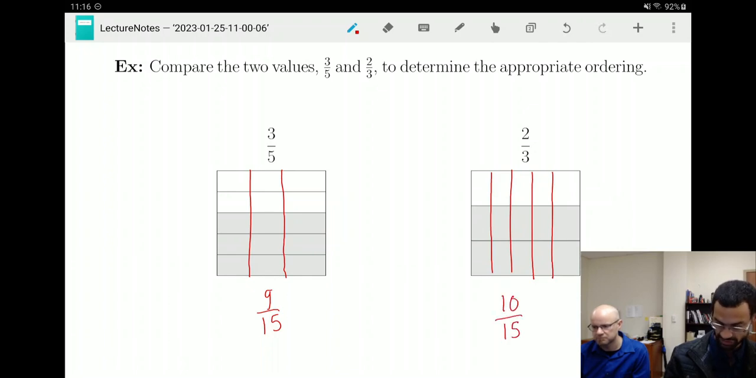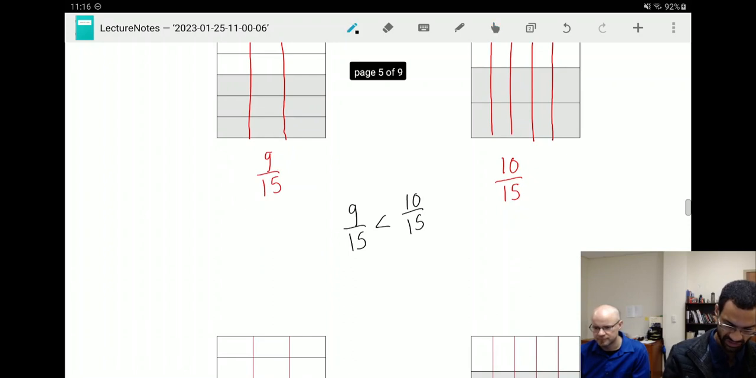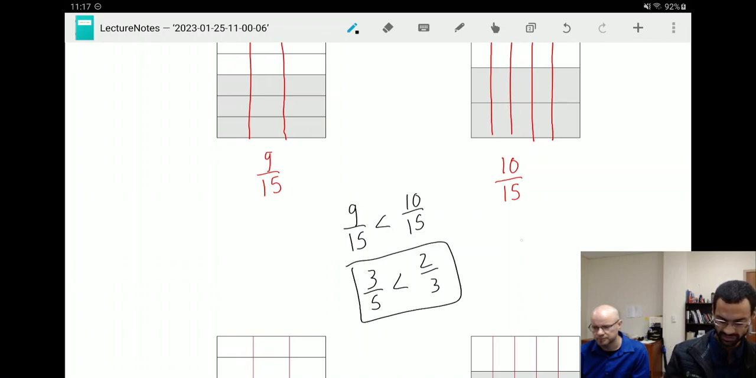So now it's a little bit easier to decide which one's bigger. 9/15 or 10/15. Well, the 10/15, of course, is going to be bigger. So 2/3 is bigger. Notice what we did. All right, everybody knows that phrase. What did we do? We found a common denominator, right? I guess I should write out the actual answer. So 3/5 is less than 2/3, or we could say that 2/3 is greater than 3/5. Okay, we found the common denominator.